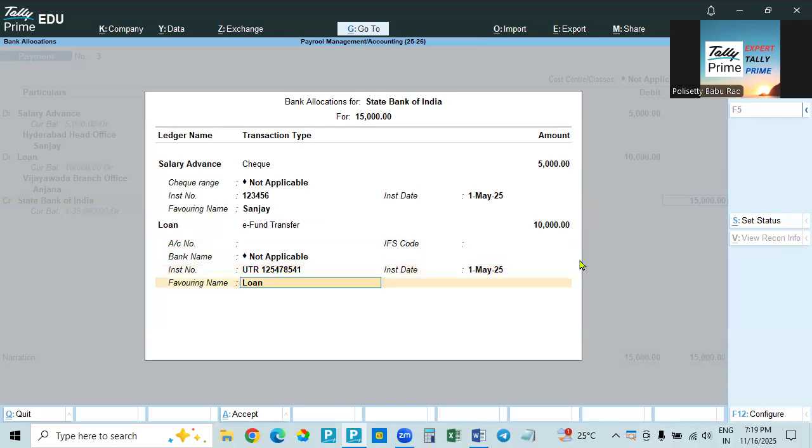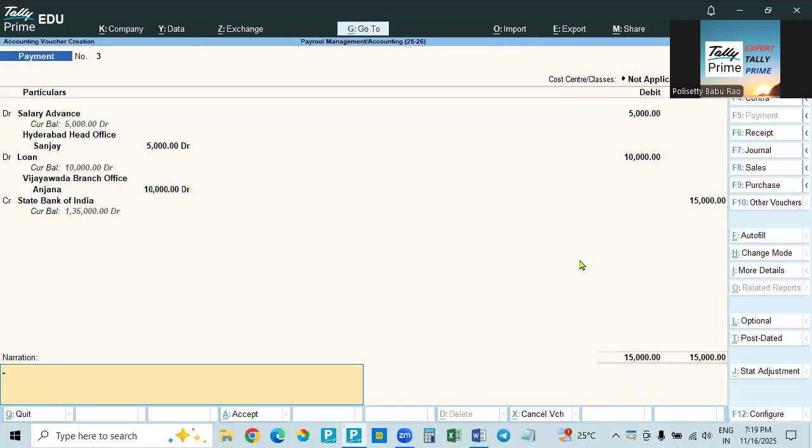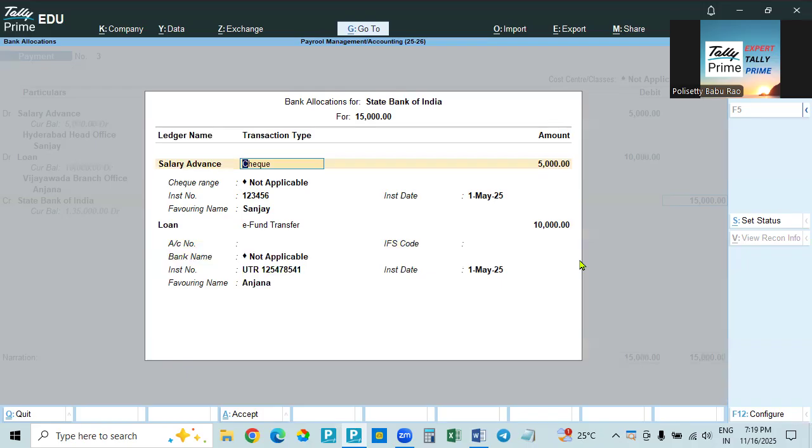And here also, favoring Anjana. Like this, we had to give this. One is a check, another is not a check, some other mode to whom it is given. Both are checks or both are not checks; both are different things. Many people don't know how to make a single compound entry. They make a separate entry for salary advance and a separate entry for loans. They cannot enter the compound entry.